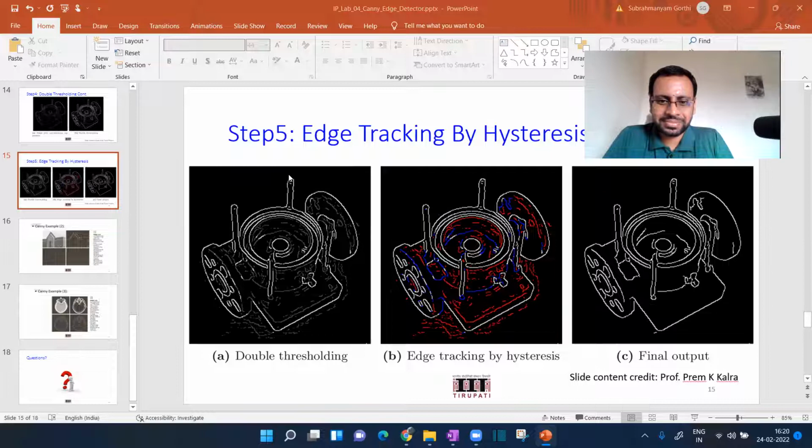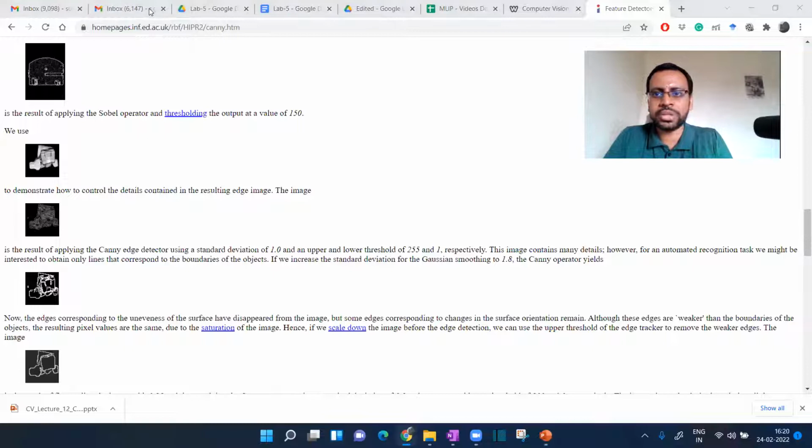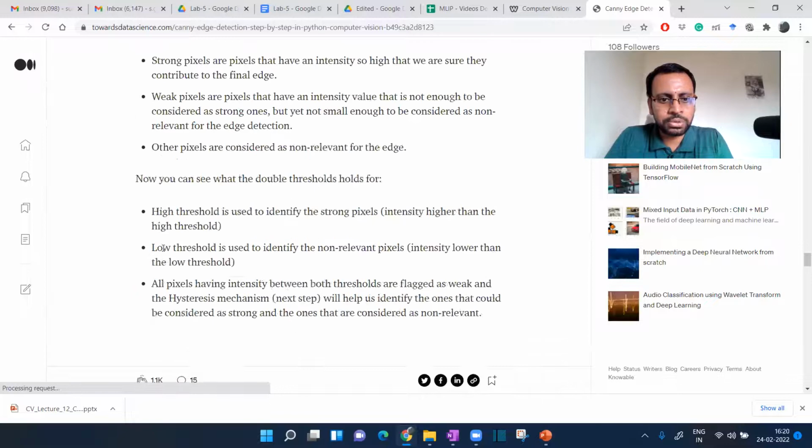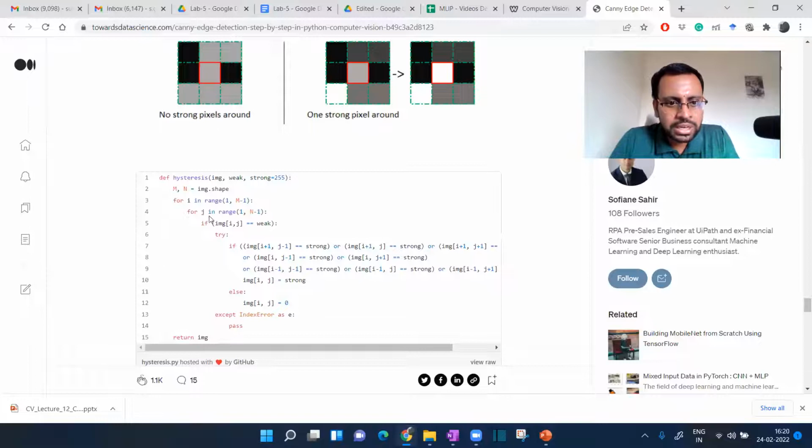Yes, sir. Finally, do we do it iteratively or only for one iteration? Only for one iteration, but do it in the manner that I showed you, where I shared the link. Hope you are able to interpret the code along with me there. See what this guy is doing. You are going through each row, and each column. If it is weak, then he will look at his 8 neighbors. If any of them is strong, because one of them being strong is good enough, he'll make it strong.